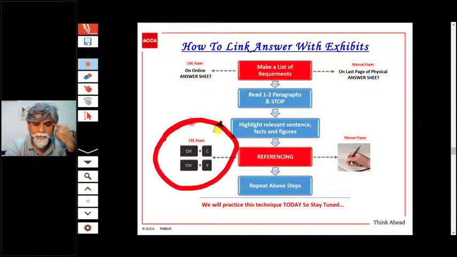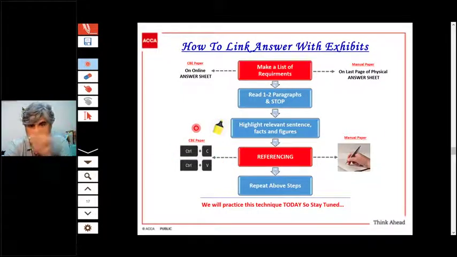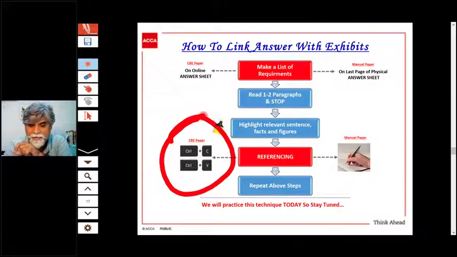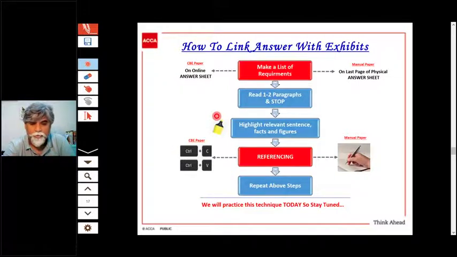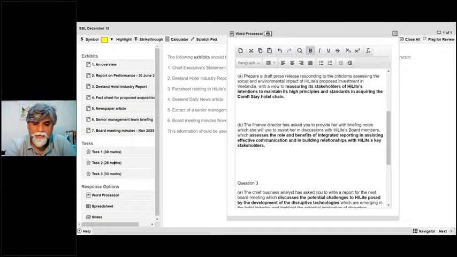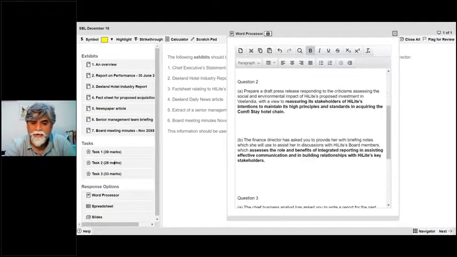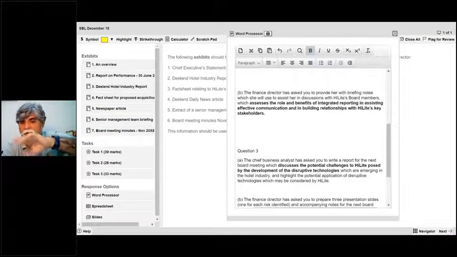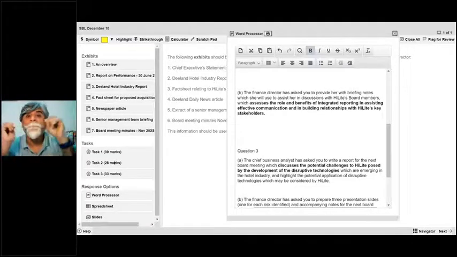For CBE students, it's very simple. When we read a paragraph and if we see something important, we just do Control-C. We copy that paragraph or that sentence, and then we go to our answer sheet here and we paste it under the respective question. We will start dumping the important information from the exhibits. We will pick it up and we will dump them under the respective questions.